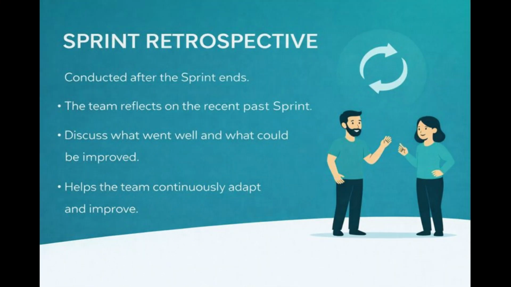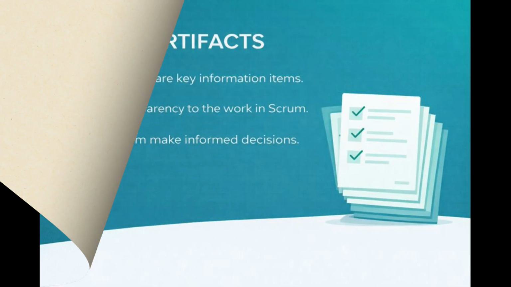Sprint Retrospective. The sprint retrospective is a moment for reflection. The team discusses what went well, what could improve, and which actions to try in the next sprint. This event drives continuous improvement.